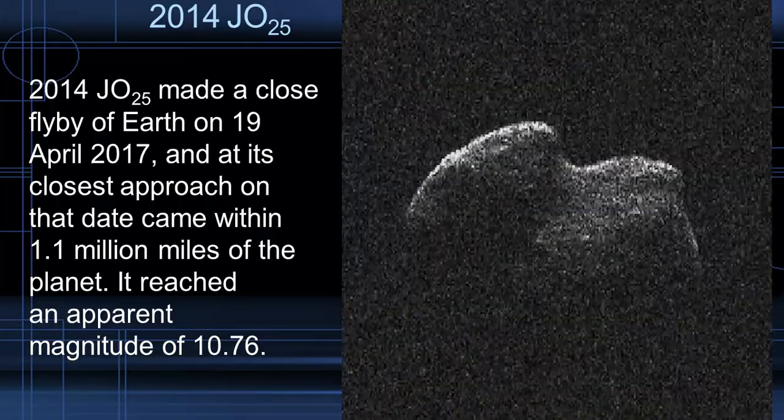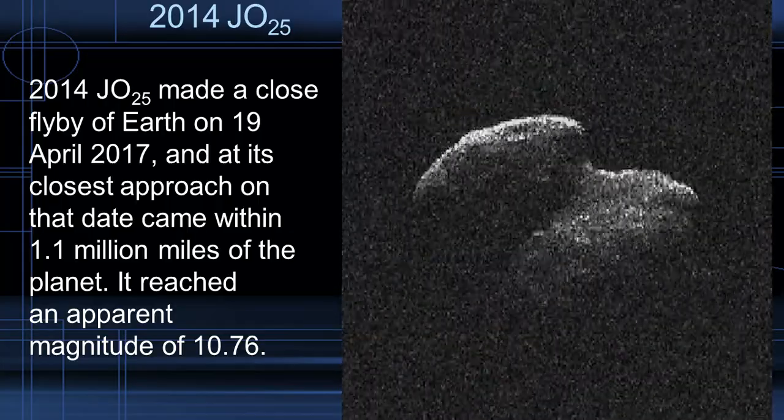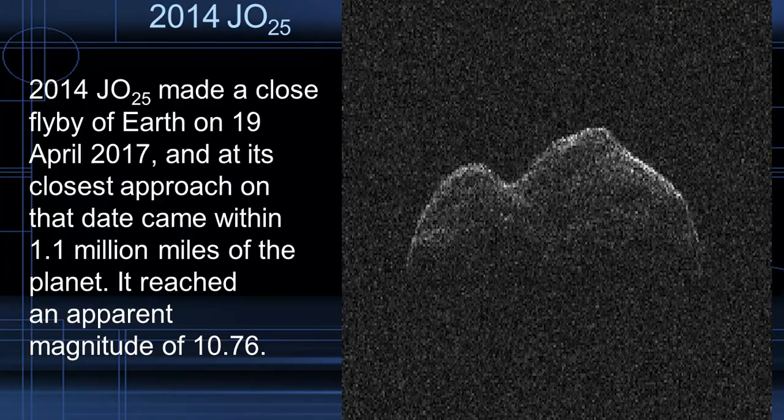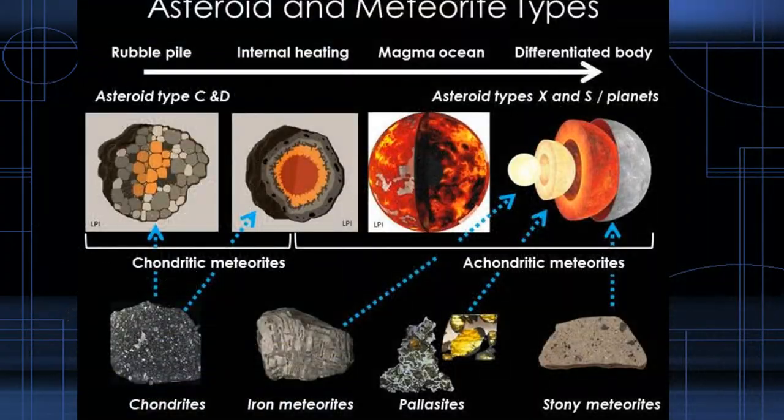I don't remember this. I don't know if anybody tried to make us nervous about an asteroid headed toward Earth, but it was 1.1 million miles away, which is still considered pretty close astronomically. So here we're going to look at some of the types of asteroids that are out there.